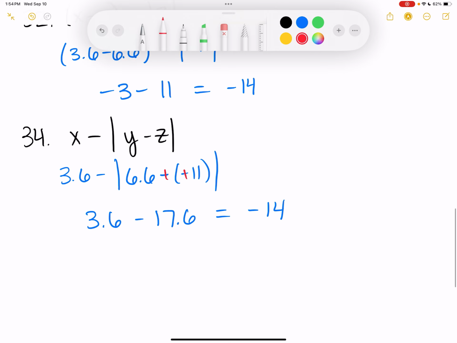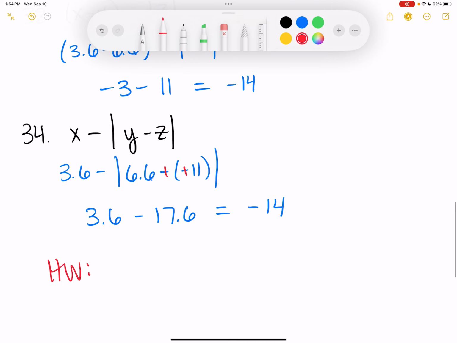All right, questions, comments, or concerns about the section? Not about anything else. Okay. Problems then are 3 through 35, every other odd. I would hope that by this point we now know what every other odd means.